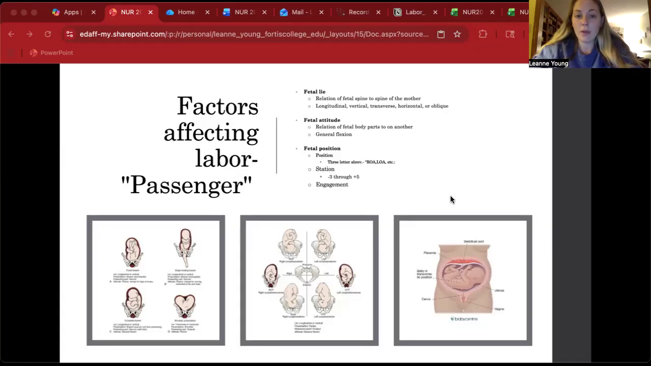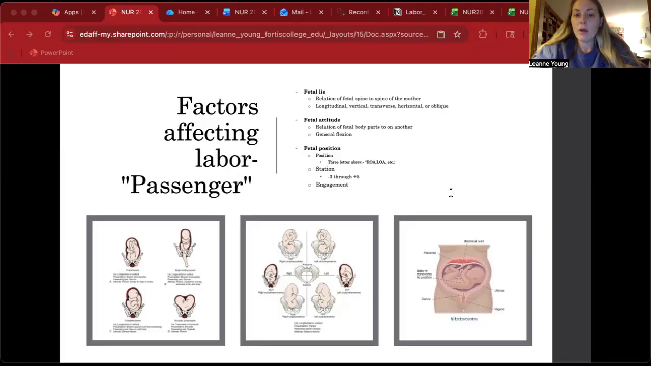Okay. Station is a little bit easier to understand. I have some good pictures on the next slide that we'll go through. This is the relationship of the presenting part to an imaginary line that's drawn between mom's ischial spines and is the measure of the degree of descent through the vaginal canal. So basically, this tells us how much further baby has to come down until they're delivered.